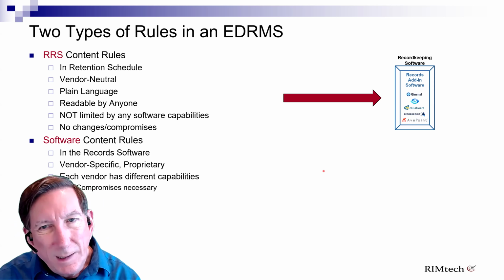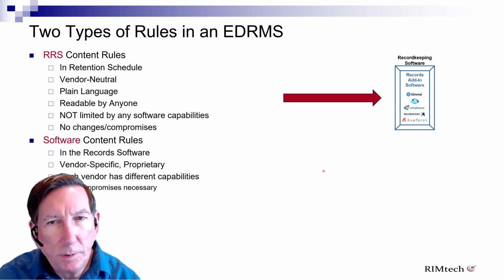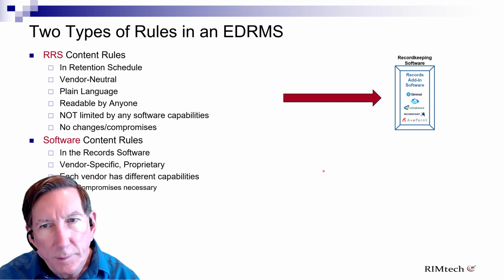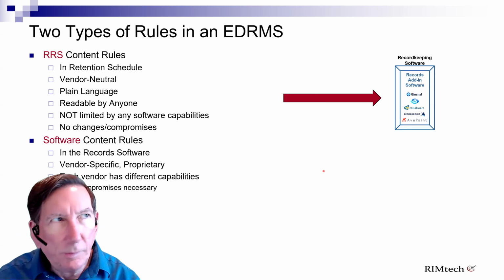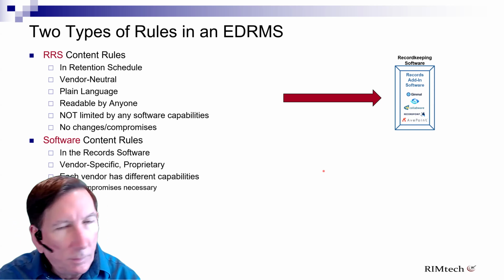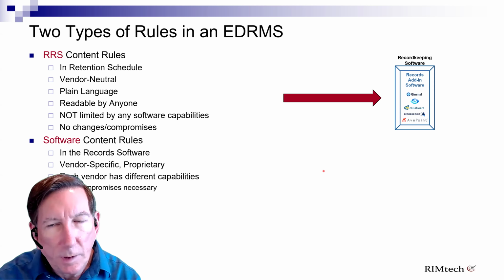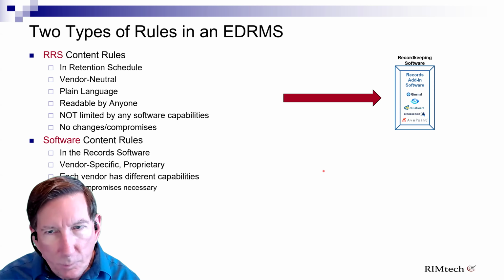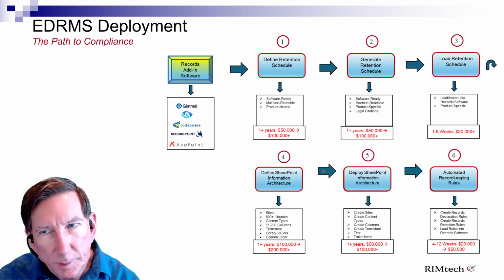So in any EDRMS, there are 2 types of rules. Few people know this, but it's so important. There are retention rules, but then there are content rules. Content rules are far more important than retention rules, okay? So I just want you to be aware of that. We're going to talk about that a little bit more in a few minutes, but you can't have one without content rules, okay? So again, this is a very vendor neutral presentation.